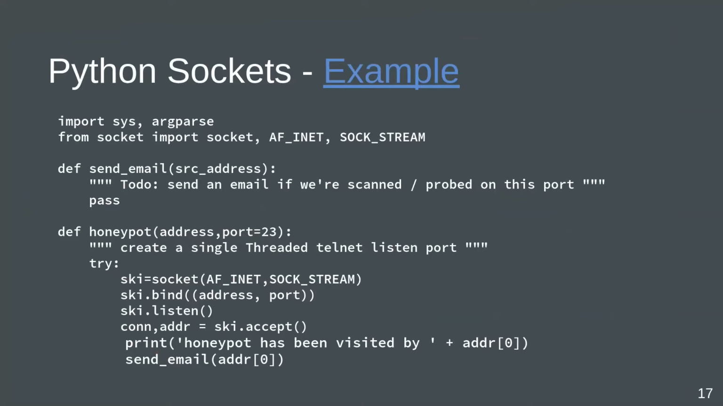Here's an example of a Python sockets library. What this actually does is we've got two functions here. There's an email sending function and a honeypot that will allow us to actually start a connection on port 23, which is the telnet port.